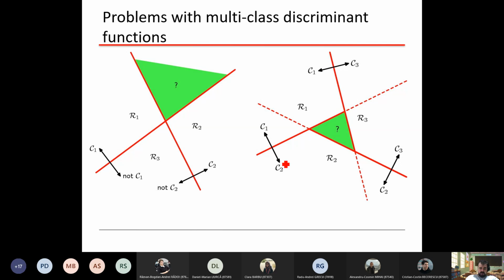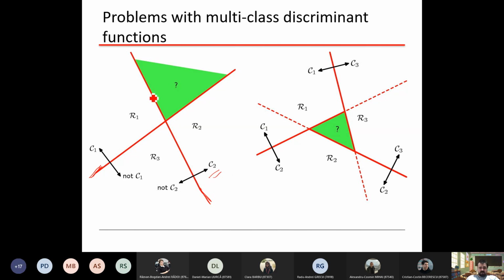So let's suppose that we have this situation from here, and we have two classifiers, one for C1 and one for C2. So it basically tells us, for example, that what's above this line belongs to class C1, and what's below it belongs to another class, not C1. Also, what's on the right-hand side of this line belongs to C2. What's on the left doesn't belong to C2.